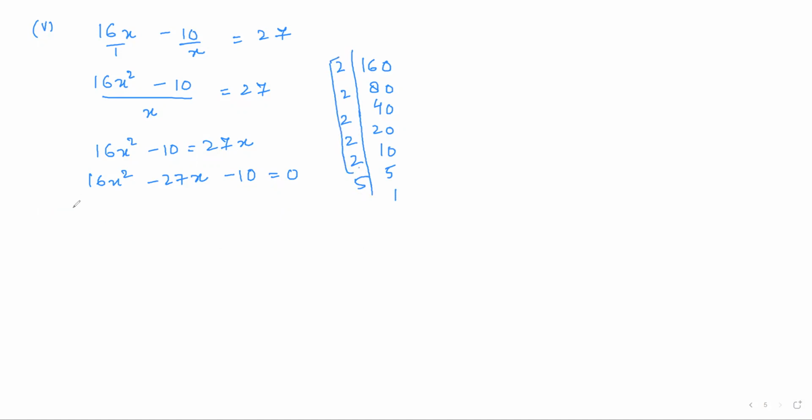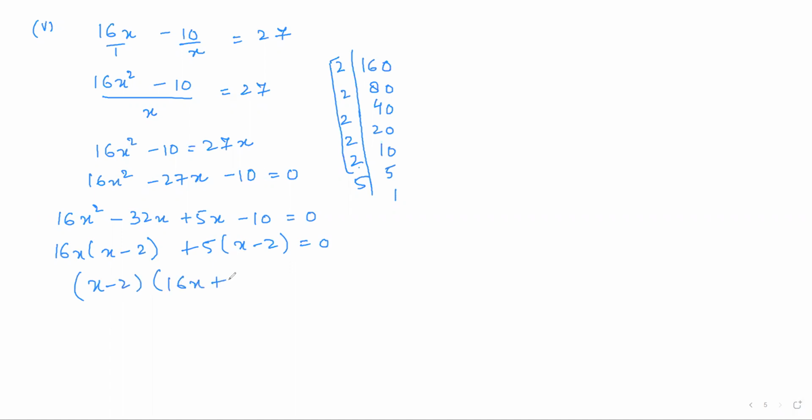So 32 minus 5. So you do 16x square and minus of 32x plus of 5x. And then minus 10 is equal to 0. 16x common, so you have x minus 2. Plus 5 common, you have x minus 2 is equal to 0. That gives you x minus 2 is equal to 0. This gives you x is equal to 2, right? And 16x plus 5 is equal to 0. That gives you x is equal to minus of 5 divided by 16. That's the answer.